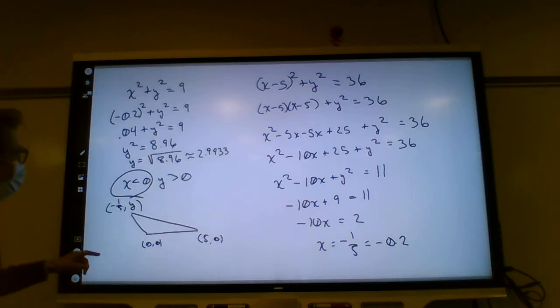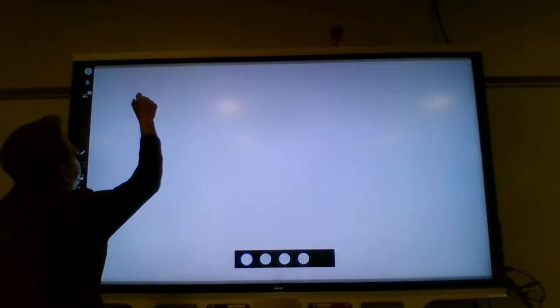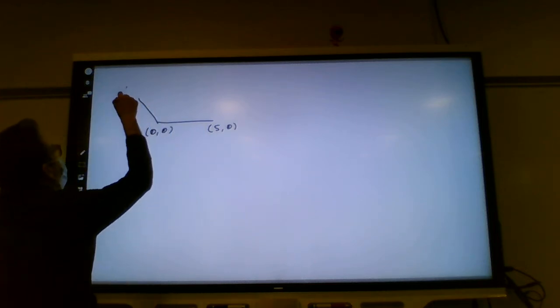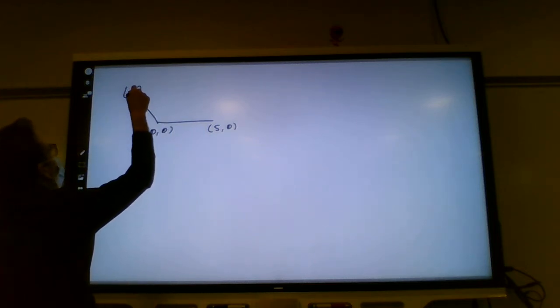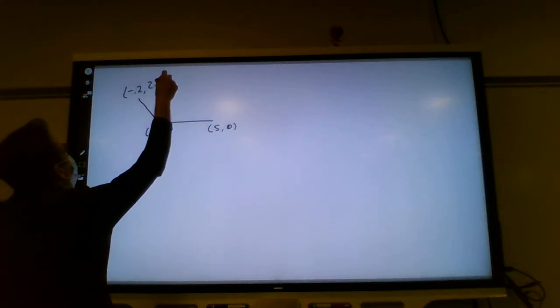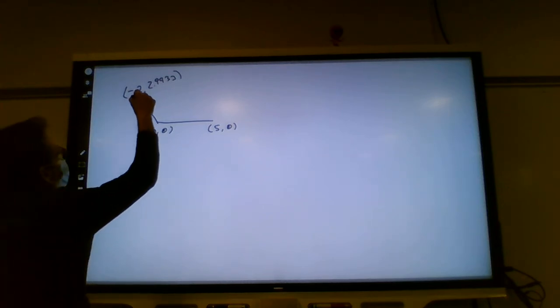All right, so what do we have? We now know that this point is 5, 0. This point was 0, 0. And this point is negative 0.2, 2.9933 approximately. And here's our triangle.